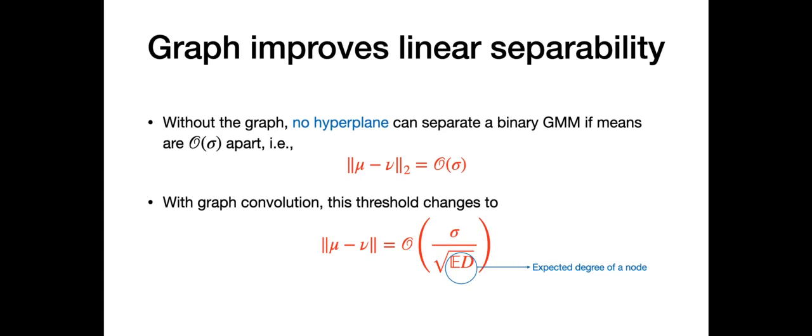Then here we have our first result of the paper, where we show that with overwhelming probability, no hyperplane can separate a two-component Gaussian mixture model if the distance between the means is of the order of the standard deviation, which is sigma. Then under suitable assumptions, which I skip here for brevity, the graph convolution operation improves this threshold by a factor of the square root of the expected degree.